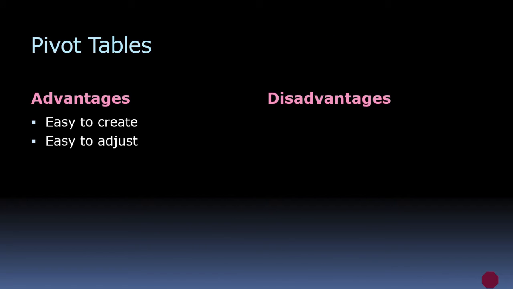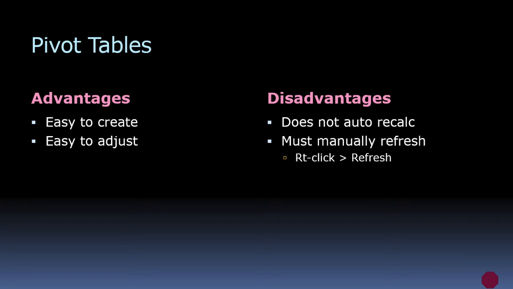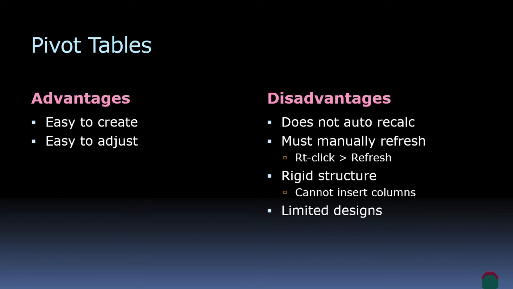The advantage of the pivot table is it's very easy to create and easy to adjust, but it does have some disadvantages. Number one is it does not automatically recalc. Unlike regular Excel formulas and Excel charts, a pivot table does not automatically recalc. We must manually refresh it in order for any changes in the data to be reflected in the results. Also, it has kind of a rigid structure. We can't insert columns and things in there, so it's difficult. Also, the design choices are somewhat limited. But other than that, it's an extremely powerful tool. And it's easy to create.